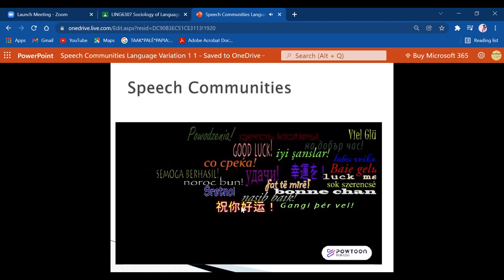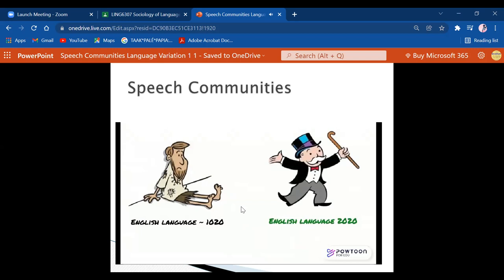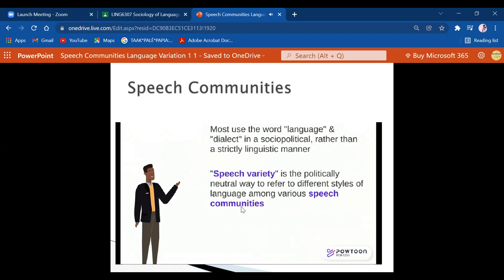To avoid these loaded social terms, linguists often use the neutral phrase speech variety when investigating different speech styles across speech communities. Nonetheless, these social constructs can have far-reaching impacts on the individual and the wider society, as we shall go on to see later.